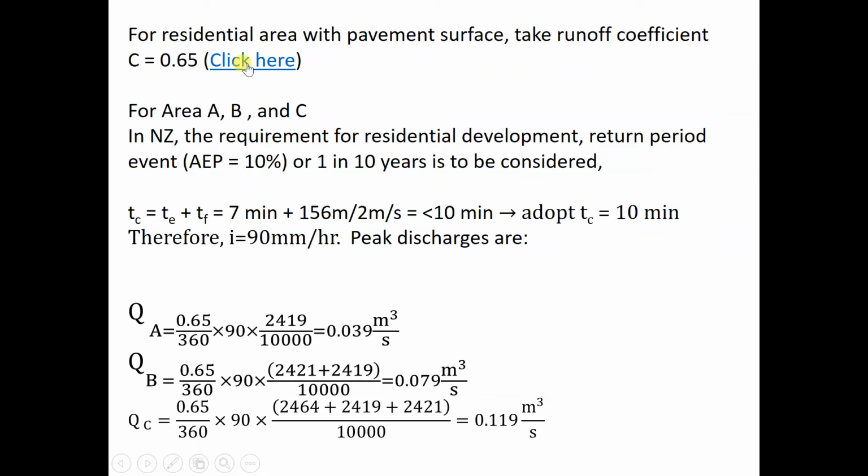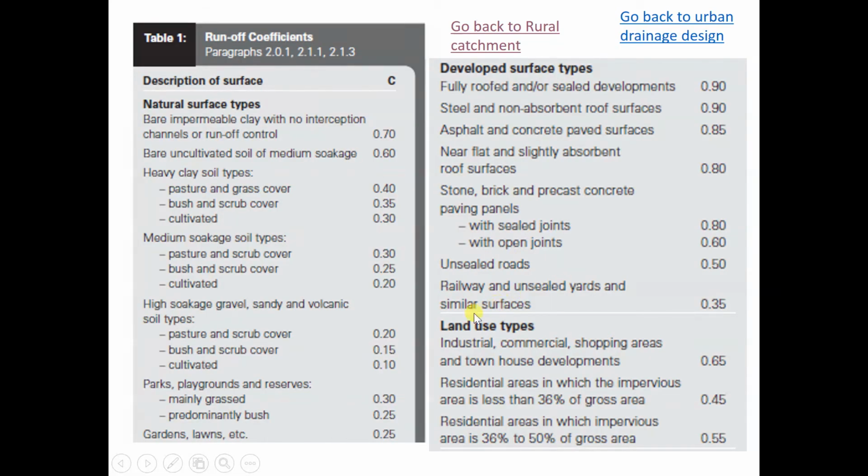This one is a residential area, 0.65. This one is industry, commercial and shopping areas, and townhouse apartments, things around this, is 0.65. The residential areas are 0.45. For this example, I just take 0.65.